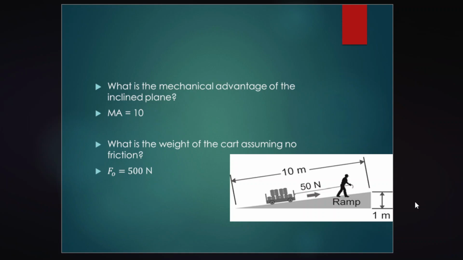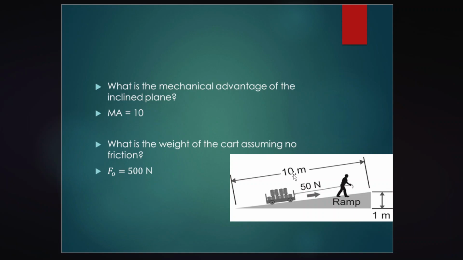Here's one: if you're pulling up a cart on a ramp, you want to increase the height of this cart by 1 meter. Your ramp can be 10 meters long, so it ends up being a mechanical advantage of 10. So instead of lifting 500 newtons of force to lift up 1 meter, you're pulling only 50 newtons. That's 1/10 of the force needed, but you're multiplying your distance covered by 10.